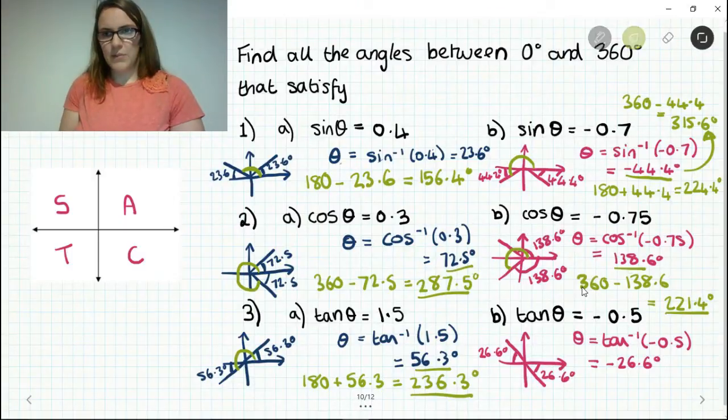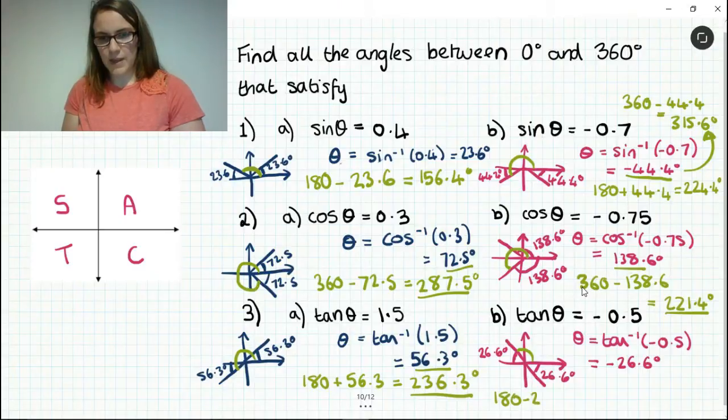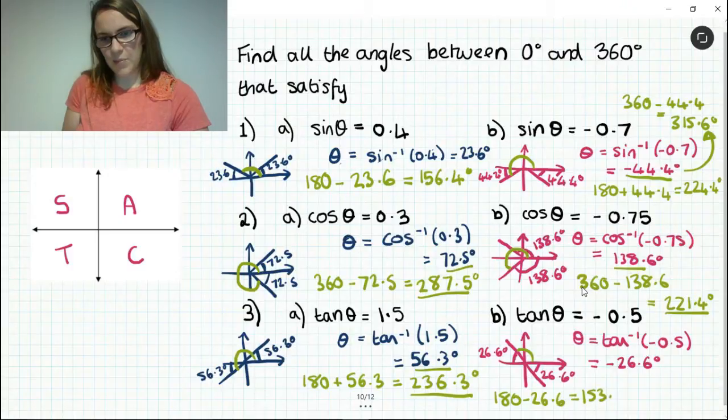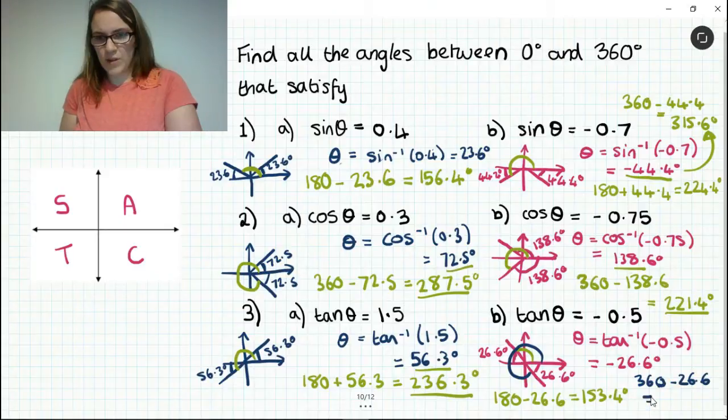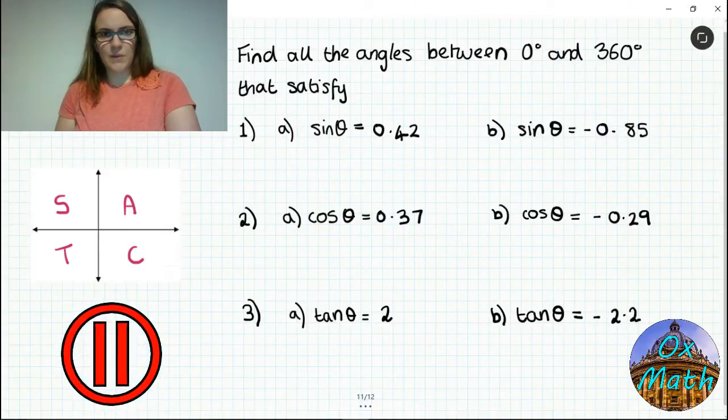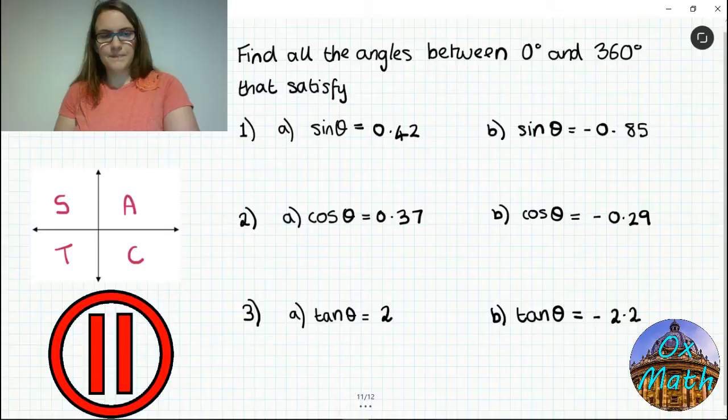So from this, we can get our two angles. This angle by doing 180 take away 26.6, which is 153.4 degrees. And this second angle here by doing 360 take away 26.6, which is 333.4 degrees. Again, these rules are very similar to what we were using before, and you can use the same rules, but it is another way of getting to the angles. So pause the video and have a go at answering these questions.